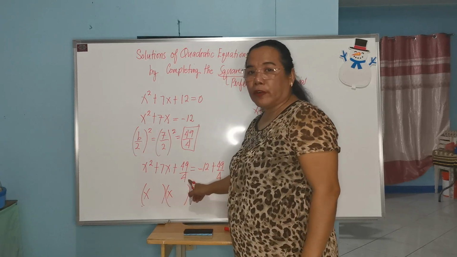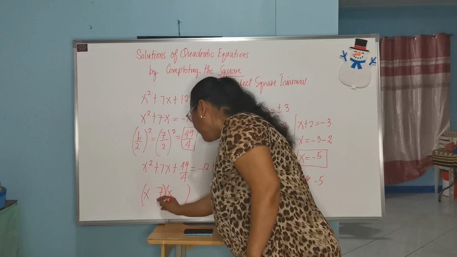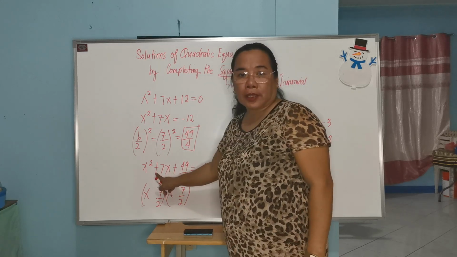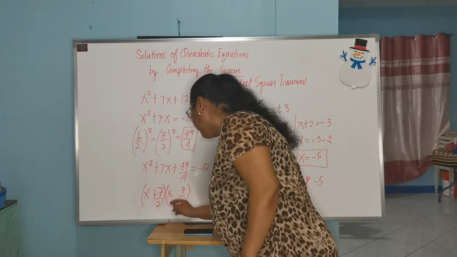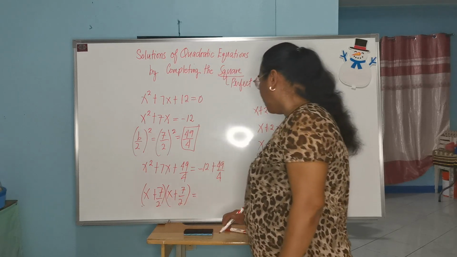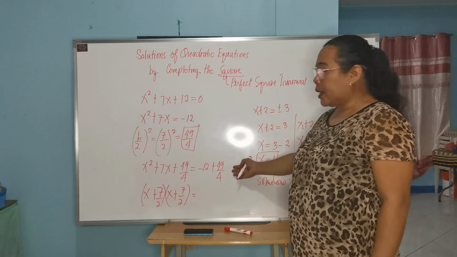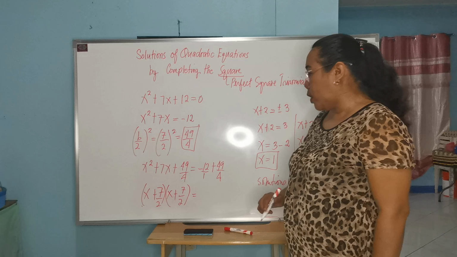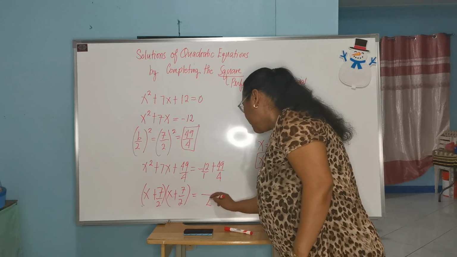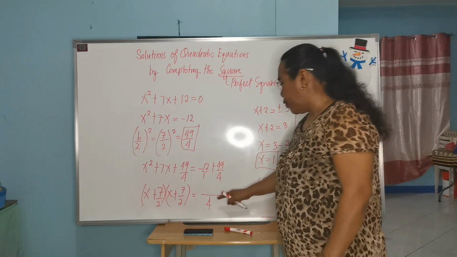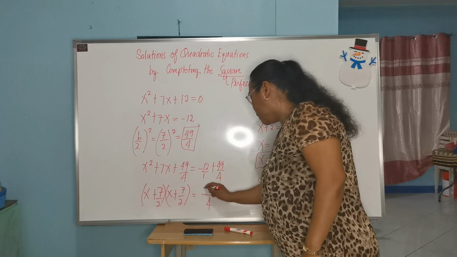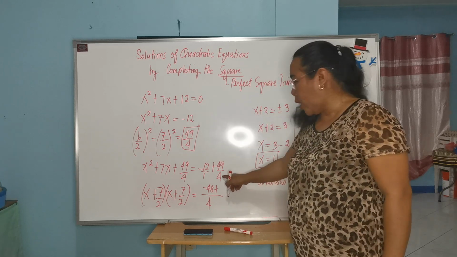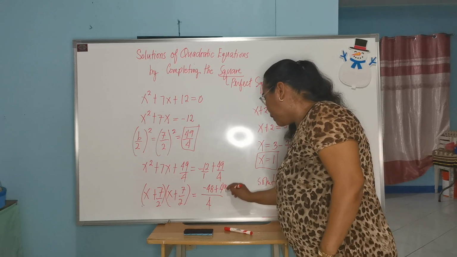Factors of 49 over 4 would be 7 over 2 and 7 over 2. Since our middle term is positive, we have both positive. Okay, and that is equal to, we need to simplify also the right side of our equation. The denominator of negative 12 is 1, so we need to take the LCD of 1 and 4, and that is 4. 4 divided by 1 is 4 times negative 12 is negative 48. Plus 4 divided by 4 is 1 times 49 is 49.